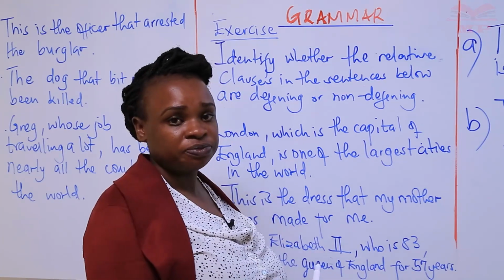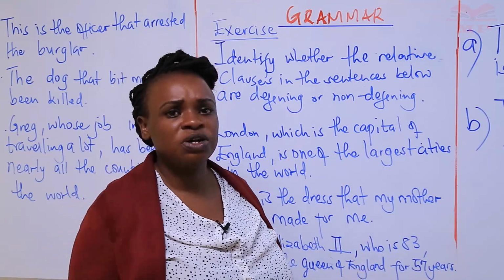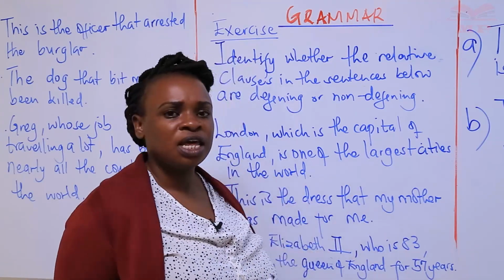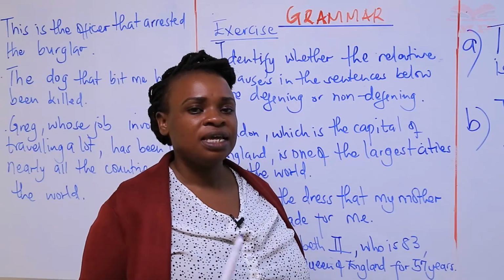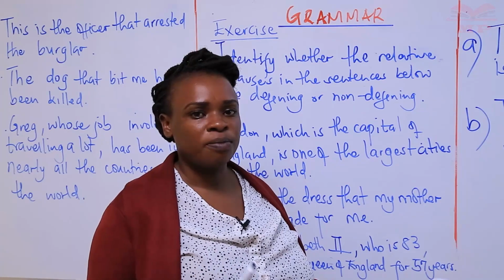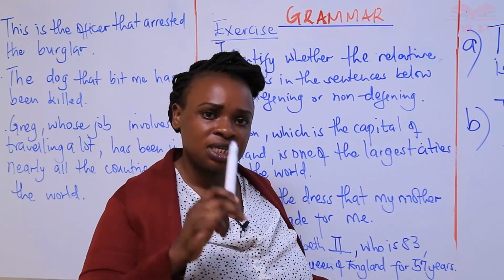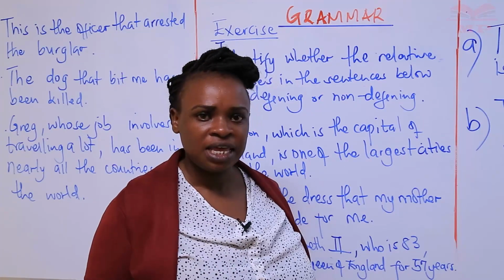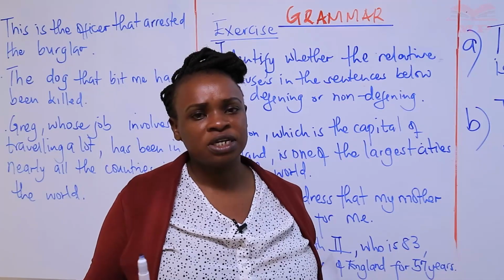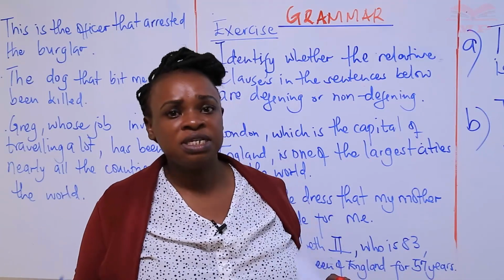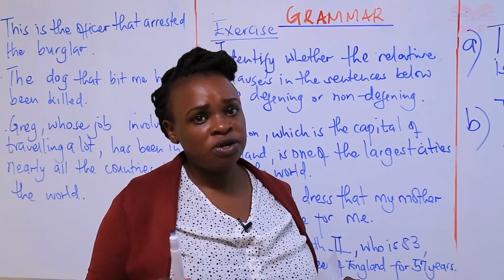But in the non-defining one, the information is not essential. You can still leave it out and the sentence still makes sense. We already know the noun that you're talking about. So the information that is given there is normally additional information, and it is separated from the rest of the sentence with commas. But in the defining one, there are no commas, meaning the information is essential. Where commas are there, the information is just additional, and where there are no commas, the information is very necessary.